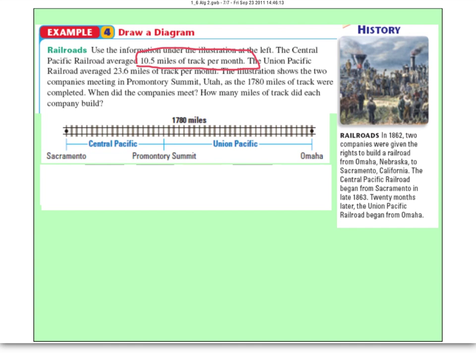Union Pacific averaged 23.6 miles of track per month. Again, a rate. The illustration shows the 2 companies meeting in Utah. As of the 1,780 miles of track were completed, where did the companies meet? How many miles of track did each company build? So if you think about it, this is total distance, right?